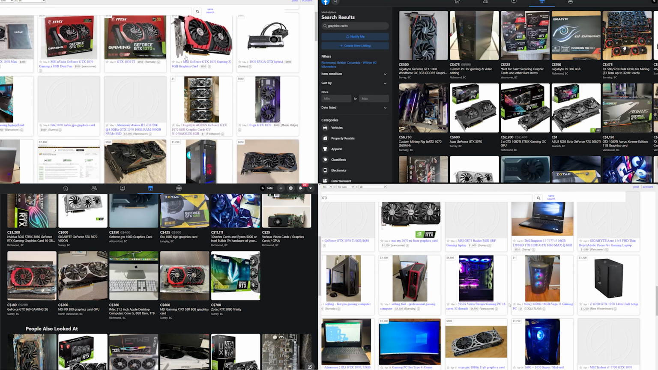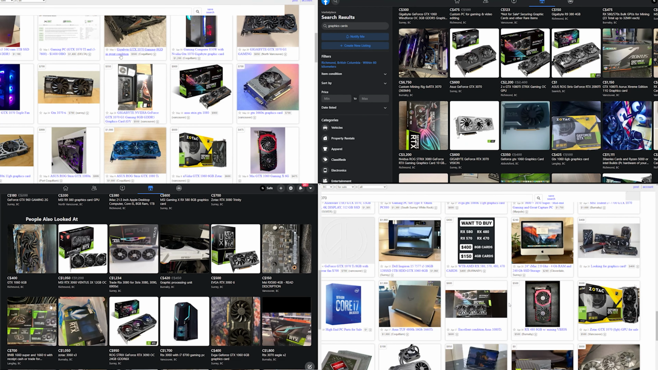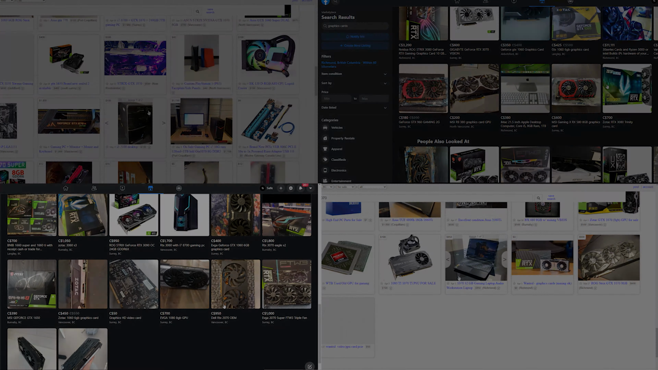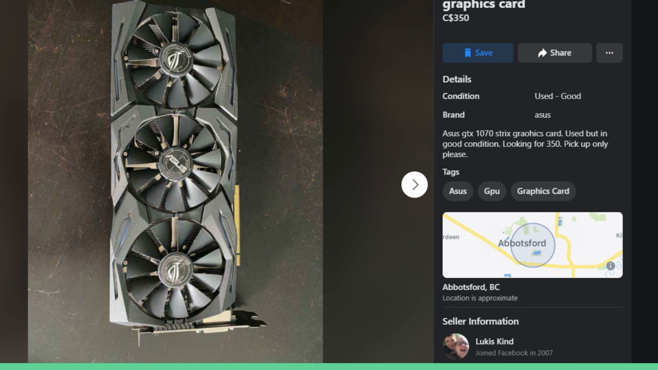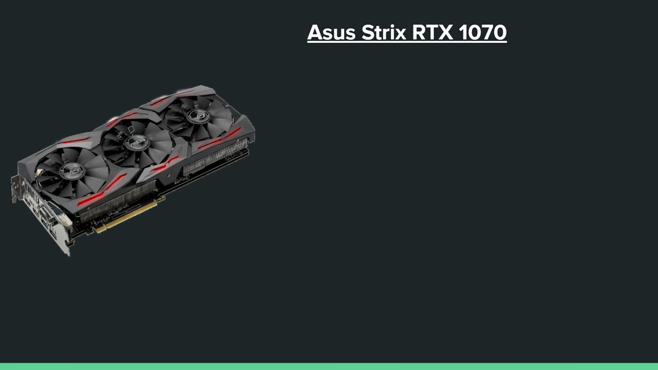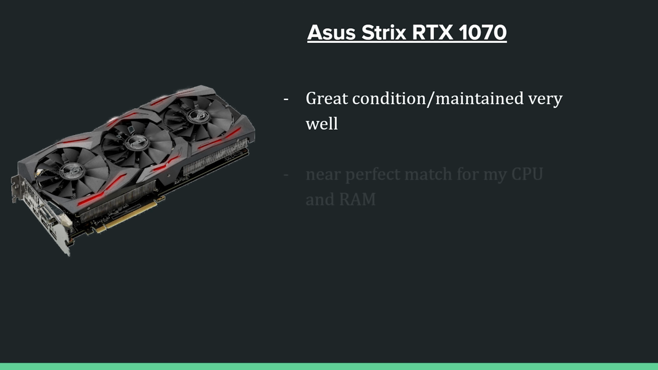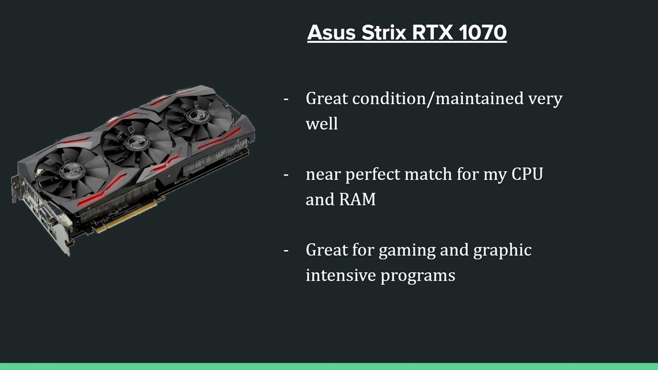Finding a good graphics card was tough, but after looking at countless Craigslist and Facebook Marketplace listings, I found it. The Asus Strix GTX 1070 for only $350, which is quite reasonable at the time of recording this video. I talked to the owner and they said the card was maintained very well and in great condition. The graphics card is a very good match for my CPU and RAM, and I could definitely upgrade it in the future with ease. And I managed to negotiate the price down to $300.